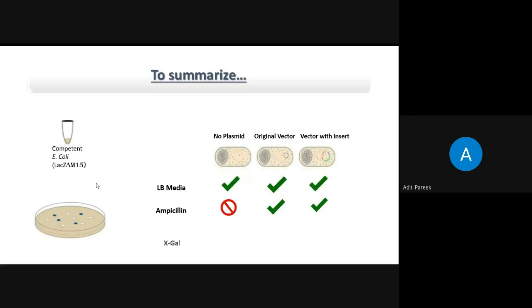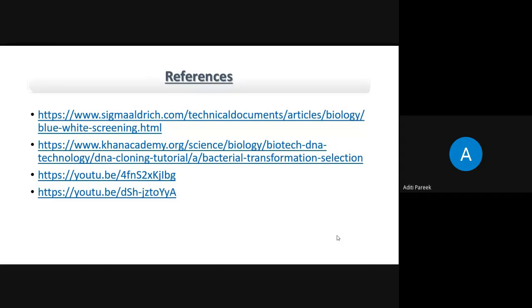If we add X-gal to the plate, there will be no bacterial cells containing no plasmid. The original vector will give blue colonies, but they are undesirable to us, so there will be no use for them. And the vector with insert will give white colonies. So these white colonies can be picked up and cultured, and thus can be purified, and the protein can be used for further purposes. These are the references.